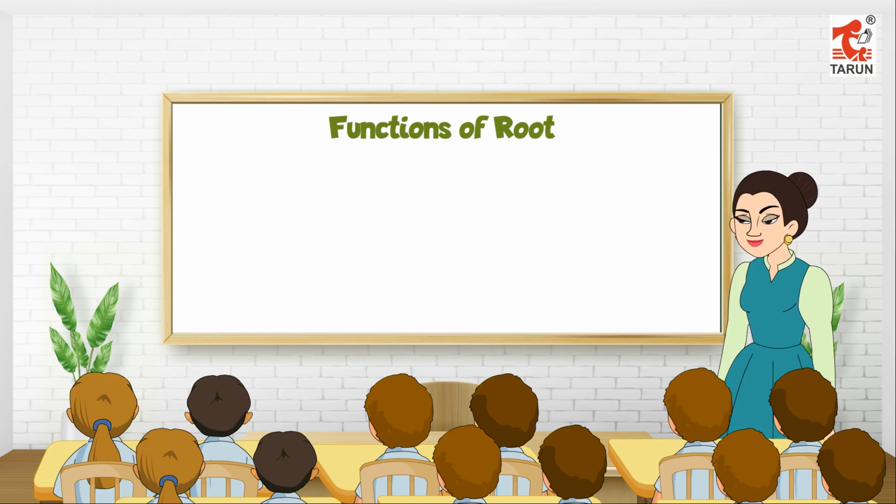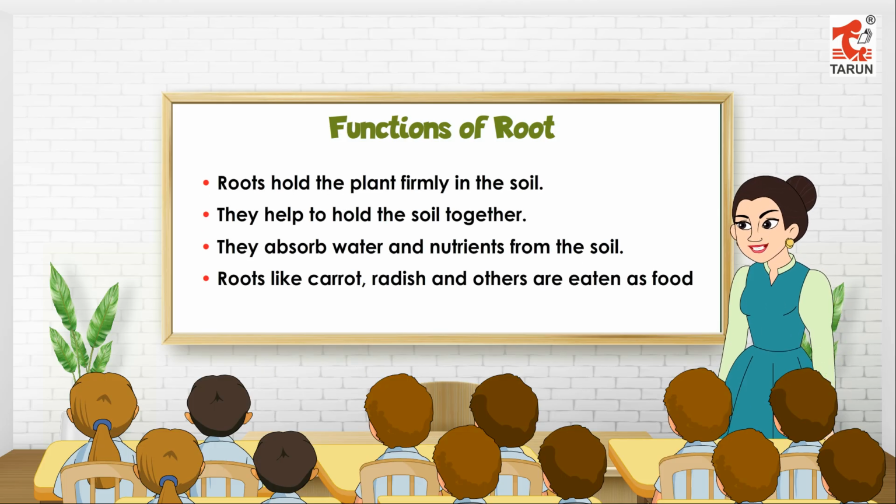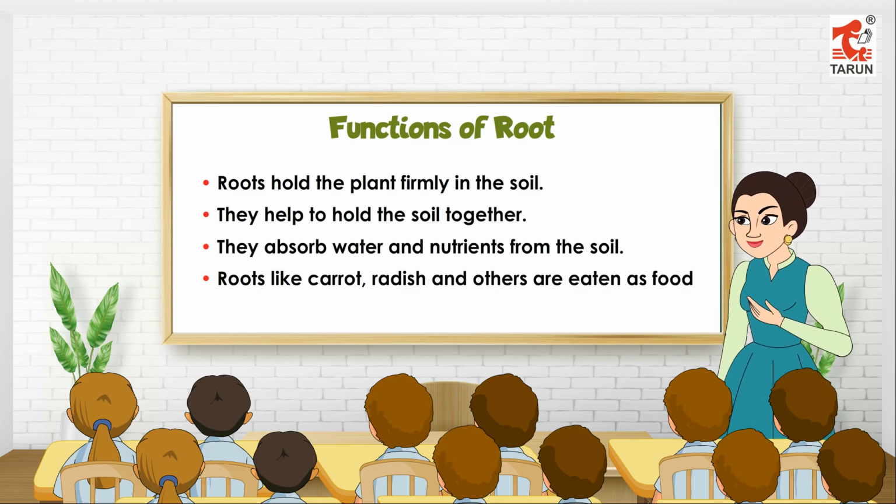Functions of root. Roots hold the plant firmly in the soil. They help to hold the soil together. They absorb water and nutrients from the soil. Roots like carrot, radish, and others are eaten as food.